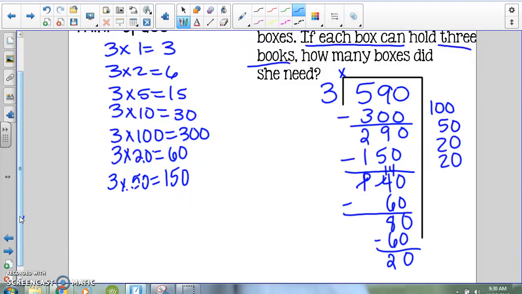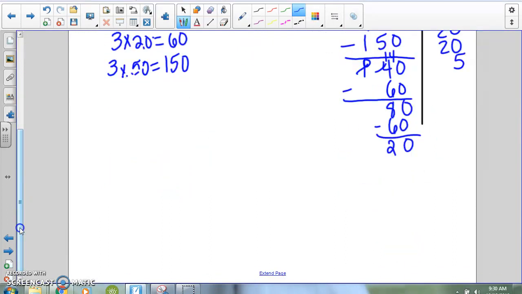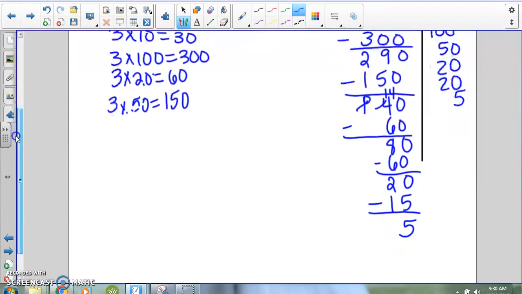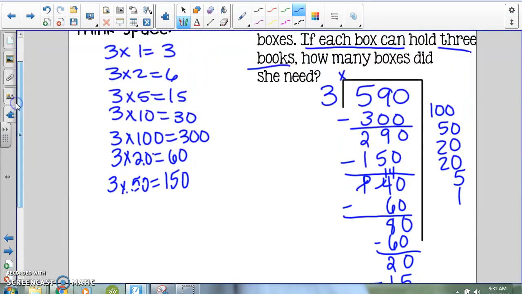I could use 3 times 5, which is 15. When I subtract, I get 5. And my divisor is 3, so I could use 1 group of 3, which is 3. And I'm left over with 2. So my remainder is going to be 2. Now let's see what my whole number quotient is going to be. 5 plus 1 is 6. 5 plus 2 is 7, plus 2 is 9. And then 1 plus 0 is 1. So we're left with 196, remainder 2.